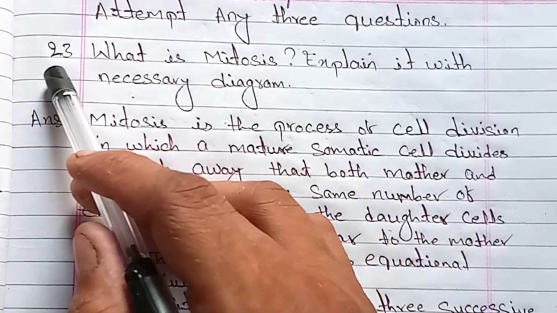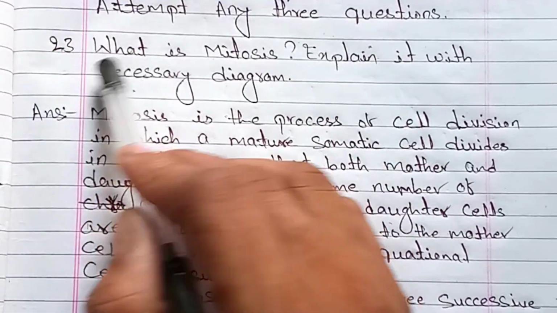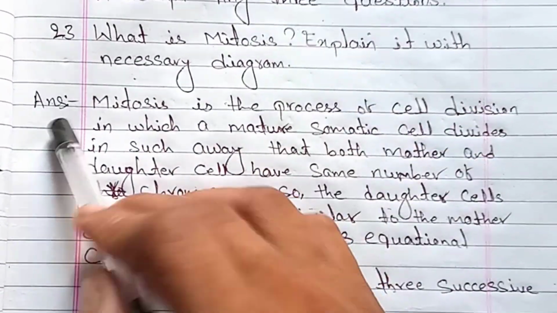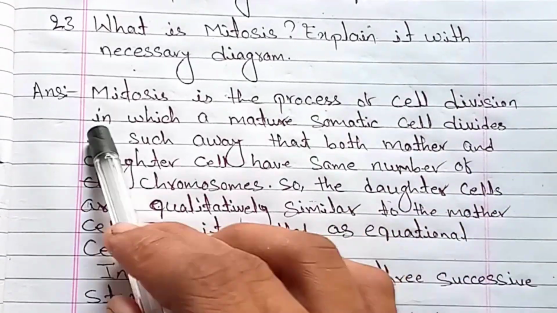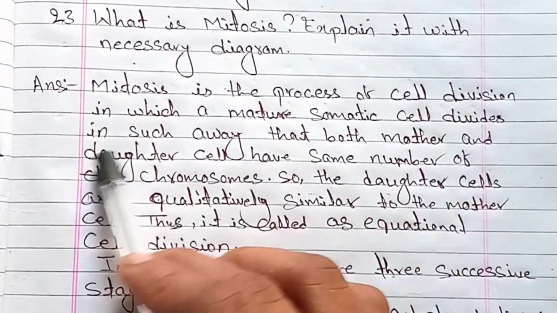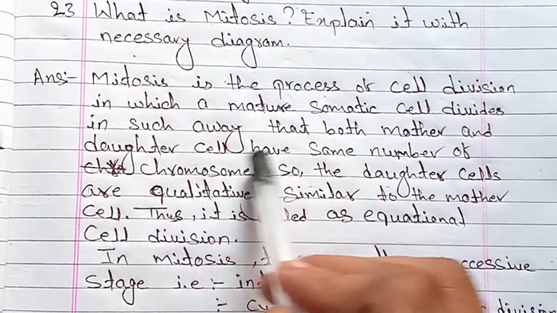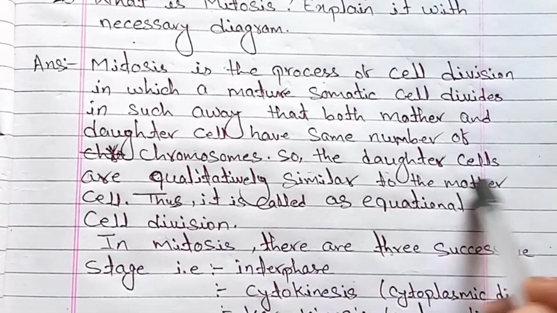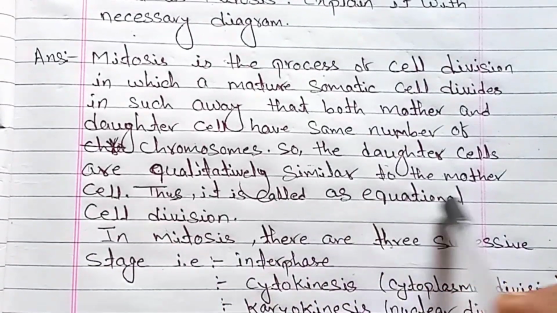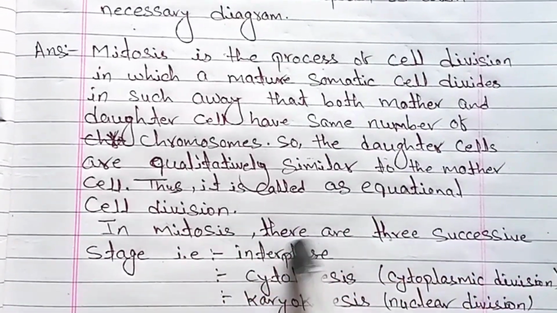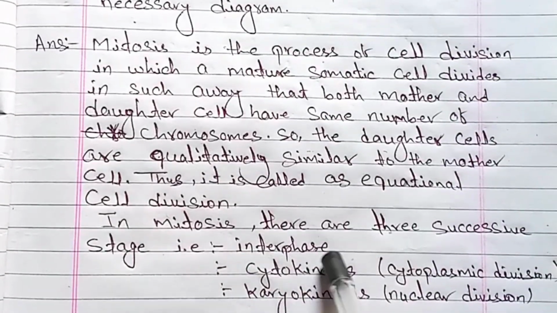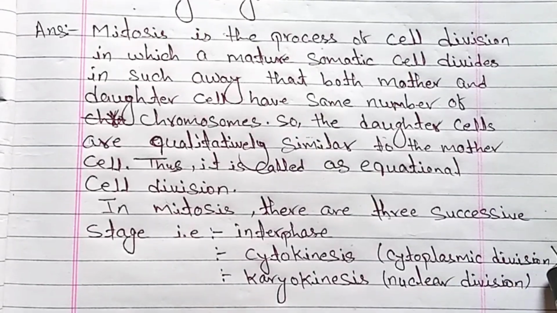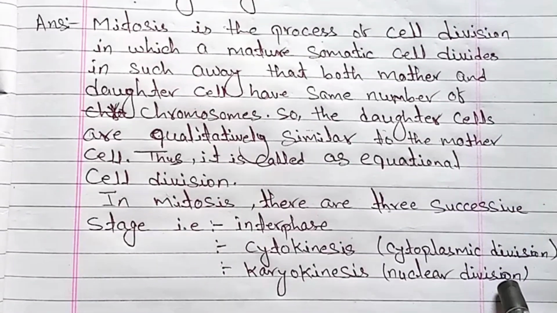Question number 23. What is mitosis? Explain it with necessary diagram. Answer. Mitosis is the process of cell division in which a mature somatic cell divides in such a way that both mother and daughter cell have the same number of chromosomes. So the daughter cells are equationally similar to the mother cell. Thus it is called equational cell division. In mitosis, there are 2 successive stages, that is karyokinesis and cytokinesis. Cytokinesis is cytoplasmic division and karyokinesis is nuclear division.